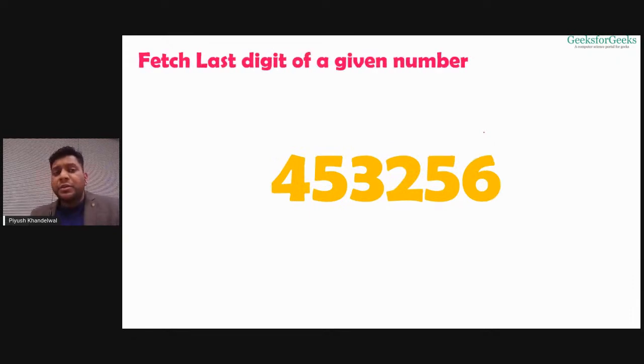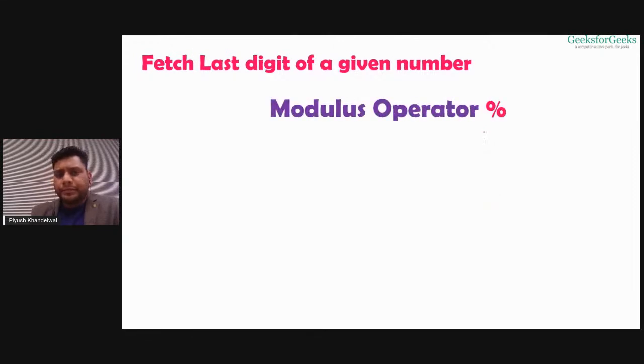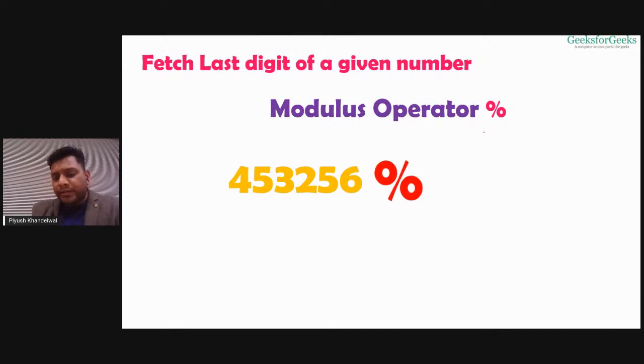So in the previous case, we removed the last digit, right? Now what I want is just the last digit of the number. I don't want the whole number. The result should be the last digit. Can you tell me how we are going to do this? You might have got the idea. You can use the modulus operator for this. If I perform modulus 10 on any number, it will give me the last digit of that number.